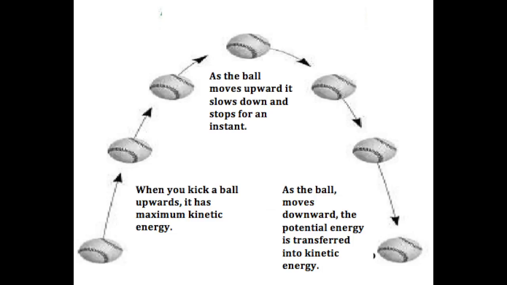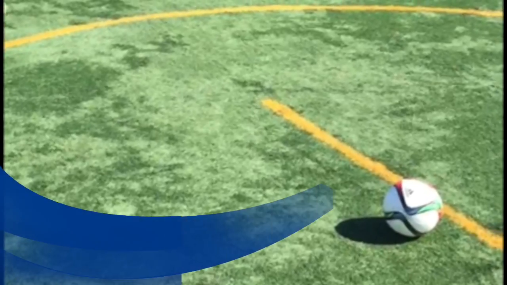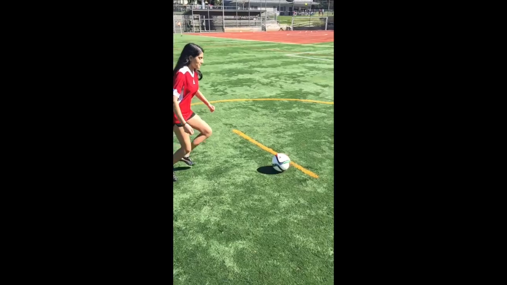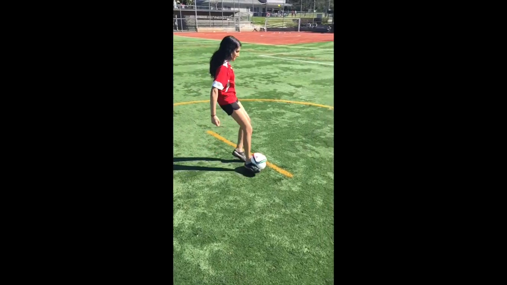Kinetic motion. When playing soccer, your leg is putting kinetic energy into the ball. The formula for this is: kinetic energy equals 1/2 of the mass of your leg multiplied by the velocity of your leg as it hits the ball, squared, and this causes the movement.